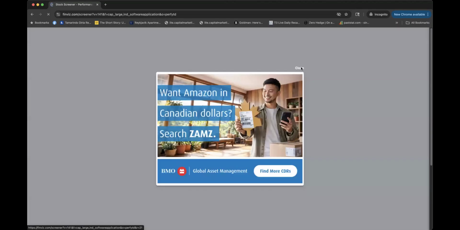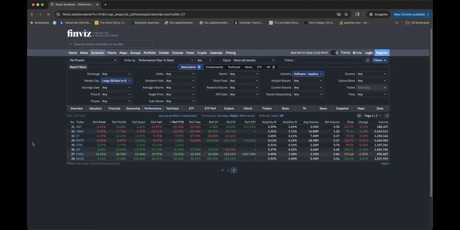The only performers, goddamn ads. So get it when you use a free version of Finviz.